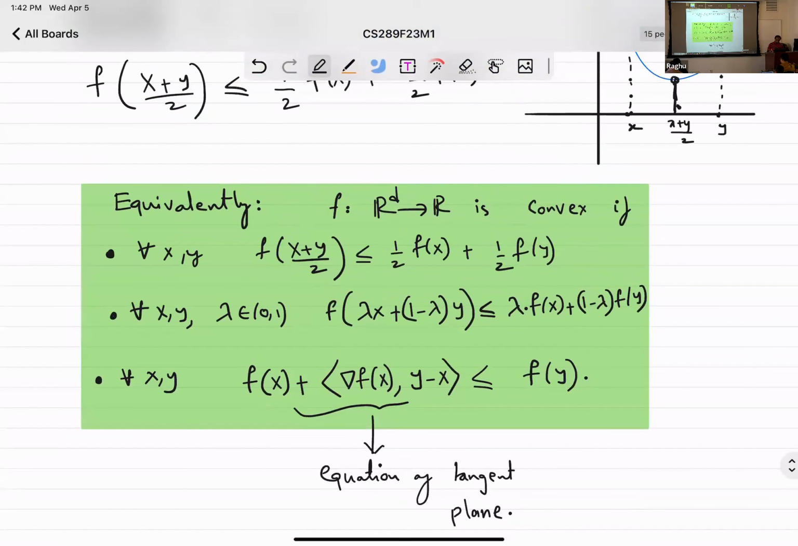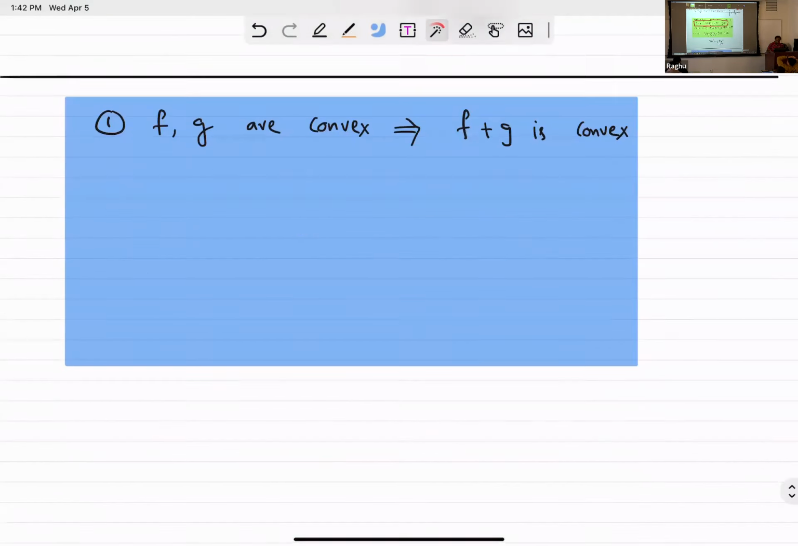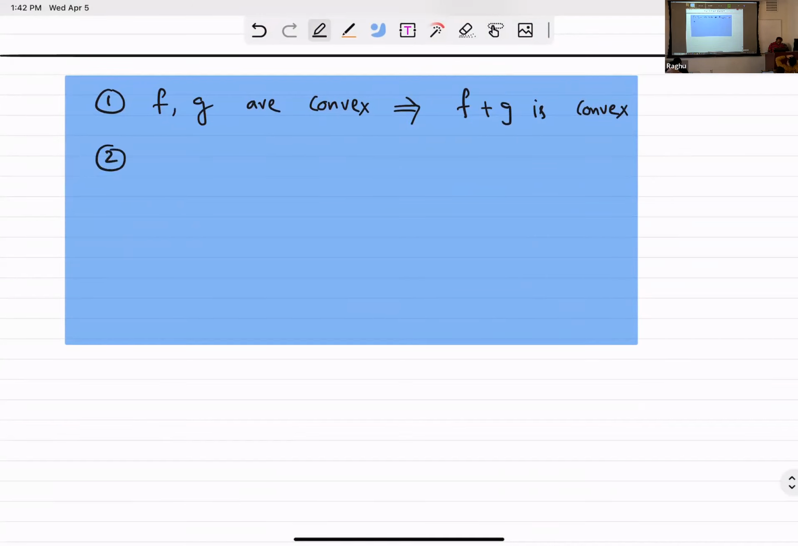The proof of this, you basically look at this inequality. If it's true for f and g, it will also be true for f plus g. Okay. What about scaling a function? What happens? As long as the scaling is positive, you'll have convexity, right? If you have a parabola and I scale it, maybe it will become a steeper parabola or a flatter parabola, but you're not changing the shape.